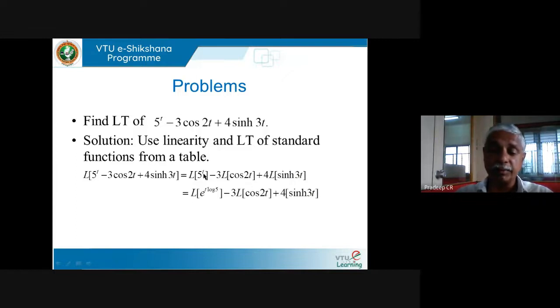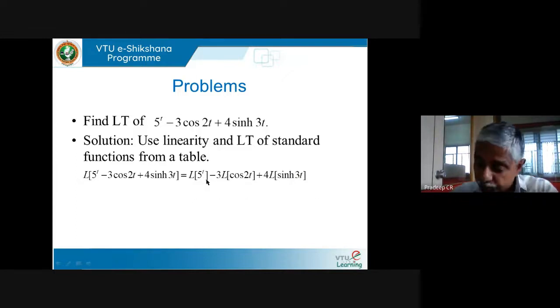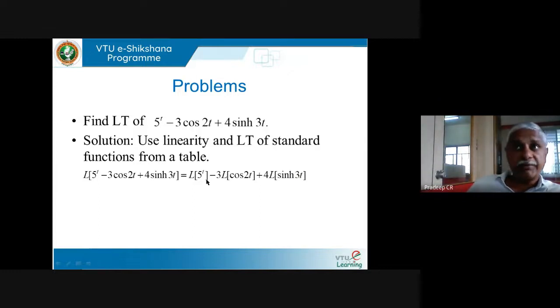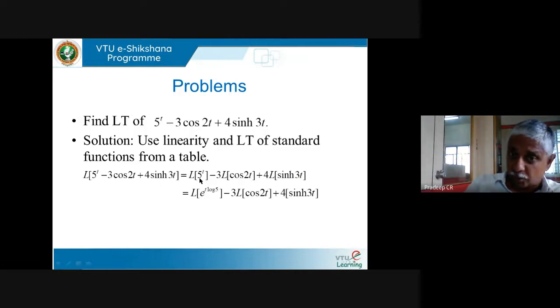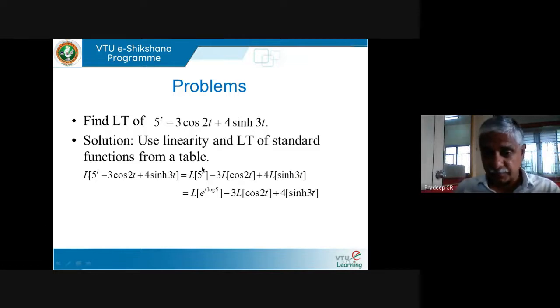Now for this 5 power t, try to recall how you would integrate 5 power t. You'd put 5 power t equal to y and take log and e power, all those things you do. Same thing you do here. If you don't know this, please learn this now. 5 power t is the same as e to the power of t log 5. Log means log to base e, so it should be ln actually, but I've written log.